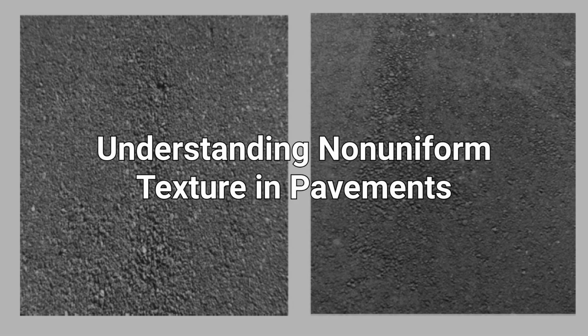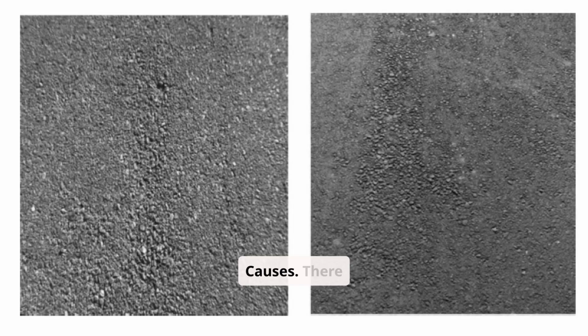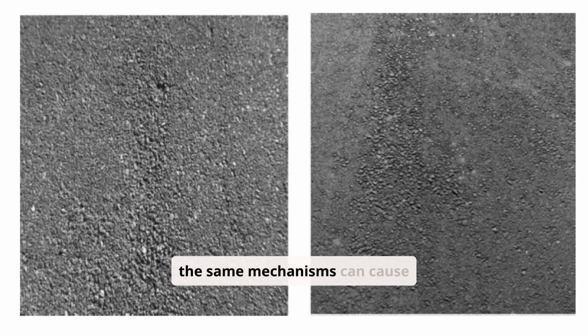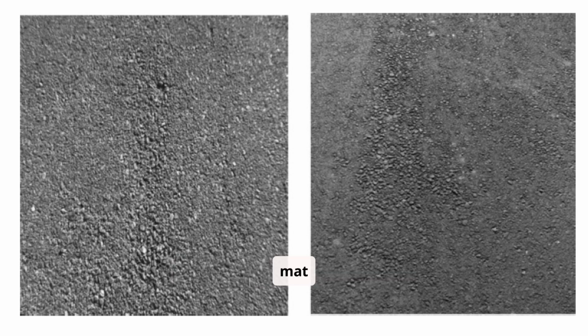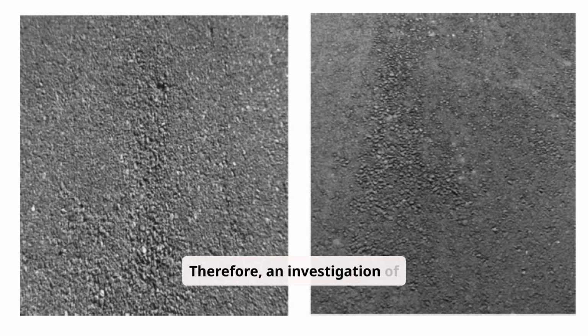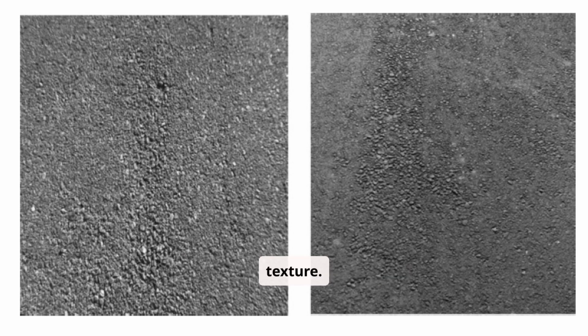Understanding non-uniform texture in pavements. Causes. There are many potential causes for non-uniform mat texture. Many times, the same mechanisms can cause mat tearing and non-uniform texture. Therefore, an investigation of mat tearing causes is also warranted. The causes listed below are typical of non-uniform texture. Segregation is one of the main causes of non-uniform texture.